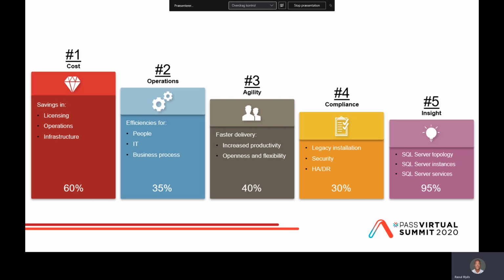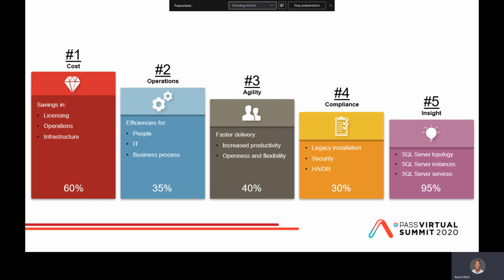And you can just ask your licensed assets manager how much a reduction of about 60% would be in dollars or whatever currency that you use. And you will see a happy smiley face back if you can give them these types of promises. Operations, same thing, 35%. The focus here is people, IT, and business processes.